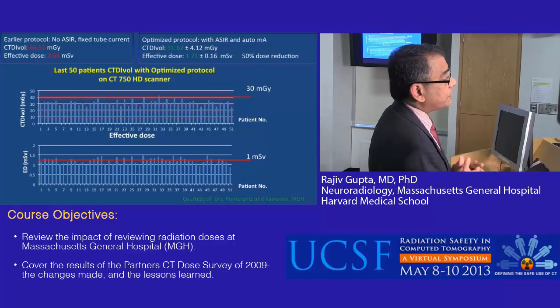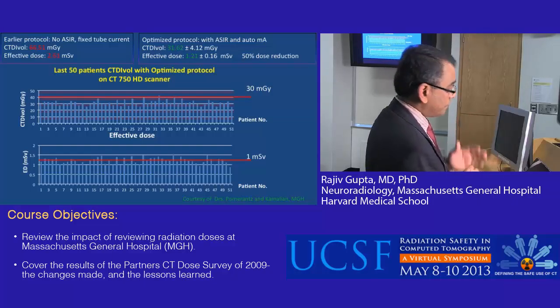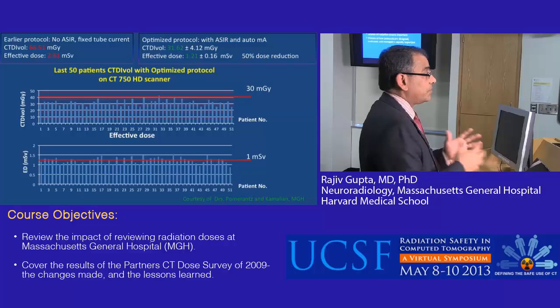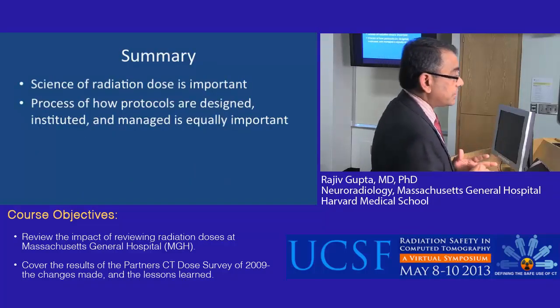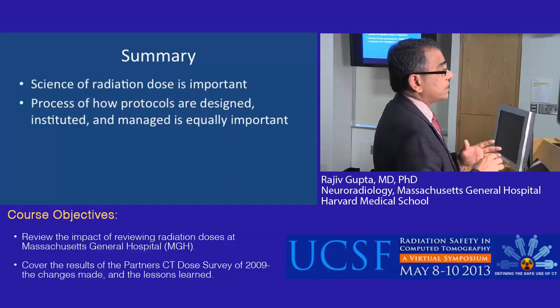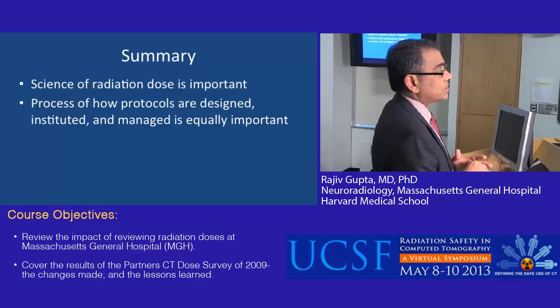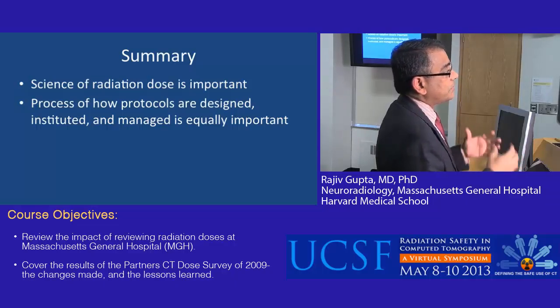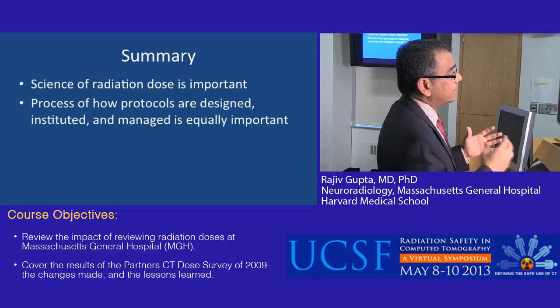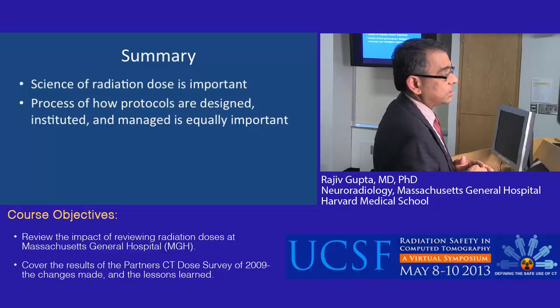So we are very proud of the fact that even though we started out with much larger variation, now if you were to reconduct the entire dose survey again, you'll find a much more uniform dose, and a dose that is much lower than what was there 4 or 5 years ago. So in summary, the science of radiation dose is important. However, how we institute the protocols and the mechanics we have in place for managing these protocols is equally important, and we should pay attention to it.